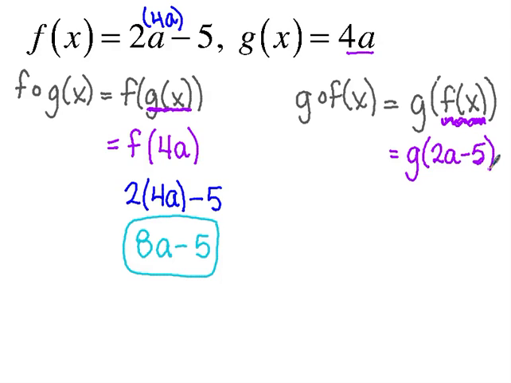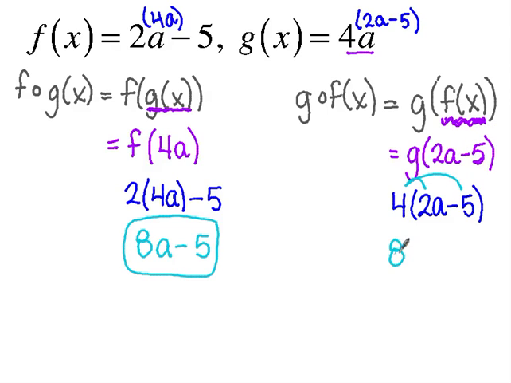Yes. Good job. Oh man. No, you don't get the same answer. This says that when I go to the g function, I'm going to put 2a minus 5, right? So really I get 4 times 2a minus 5. Difference is that the 2a minus 5 is in parentheses here. So I'm going to distribute, and I get 8a minus 20.